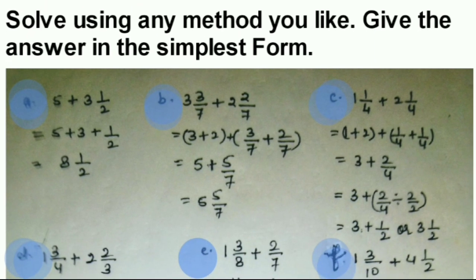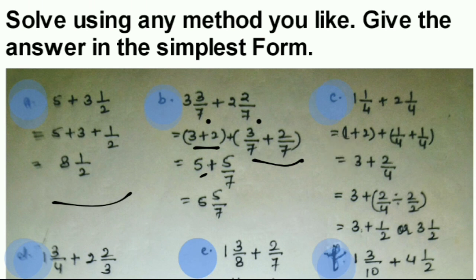See, 5 plus 3, 1 by 2. First, as I told, you can add the whole numbers. The whole numbers are 5 and 3, that will come 8, and 8, 1 by 2 is the answer. Next, again they are having the same denominator, so it is easy to solve. So 3 plus 2 is 5, and 3 by 7 and 2 by 7 is 5 by 7. So the answer is 5 by 7.